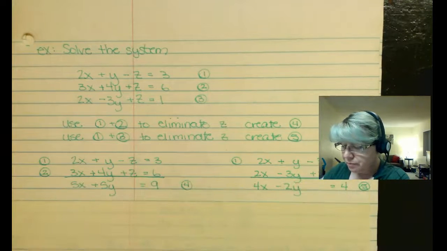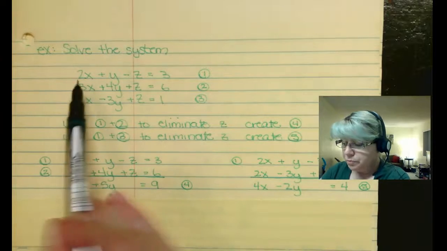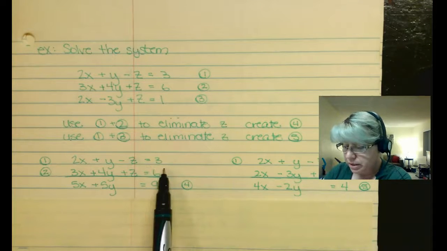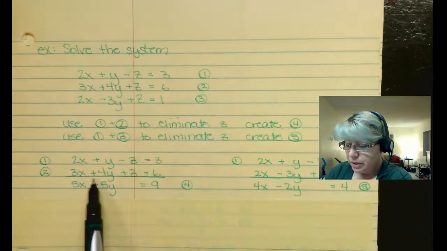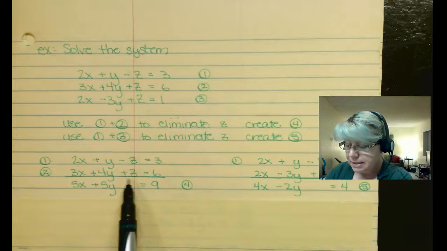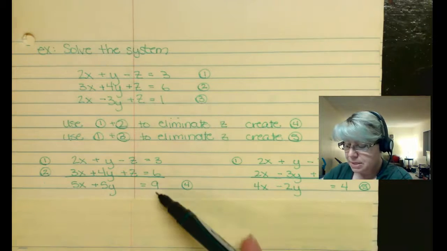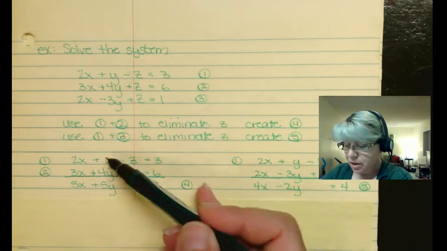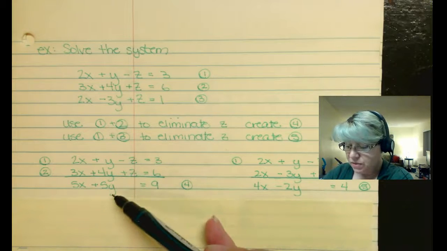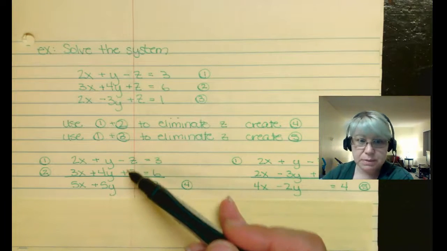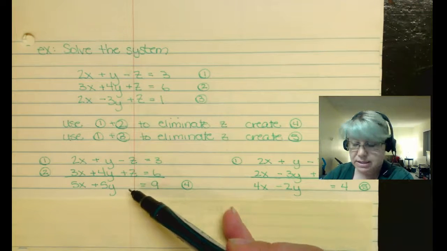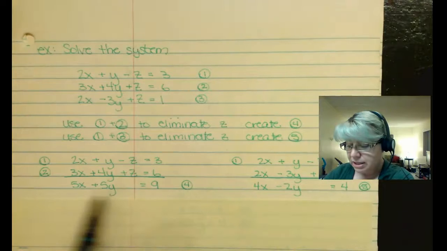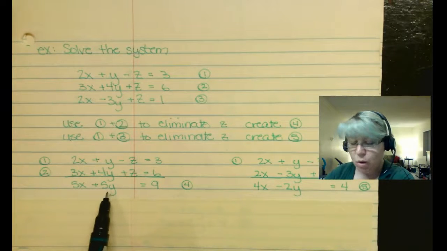Alright, so equation 1, 2x plus y minus z equals 3. And equation 2, 3x plus 4y plus z equals 6. Add them together. 2x plus 3x is 5x. y plus 4y is 5y. Negative z plus z is 0 z's. 3 plus 6 is 9. So our fourth equation is 5x plus 5y equals 9.